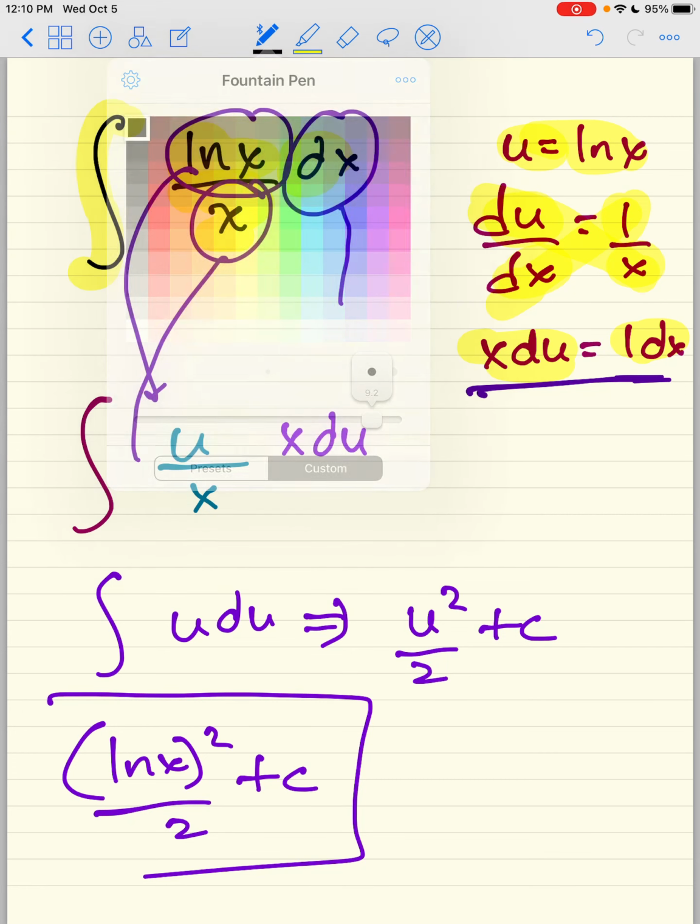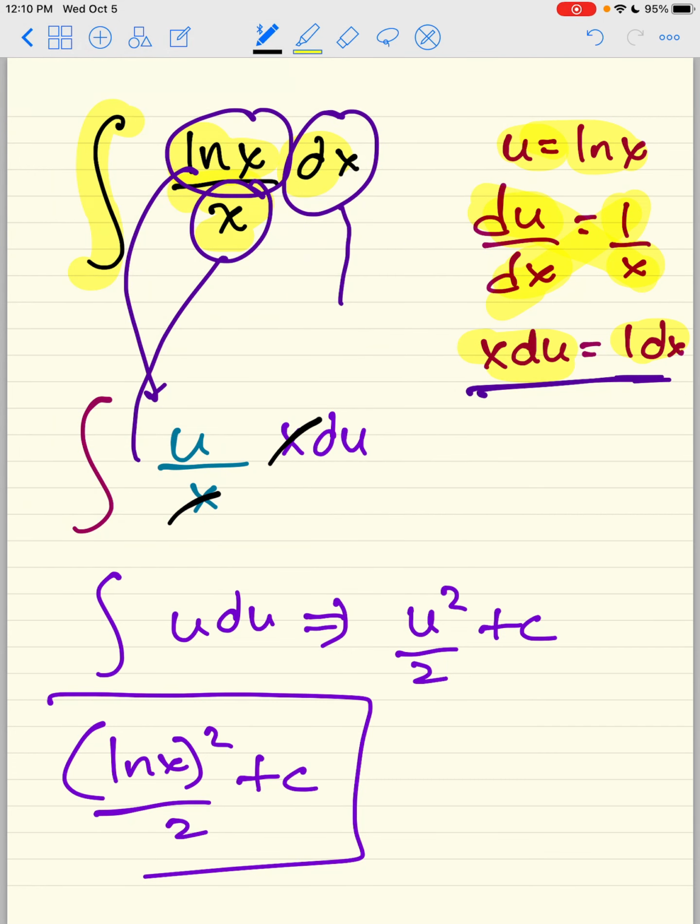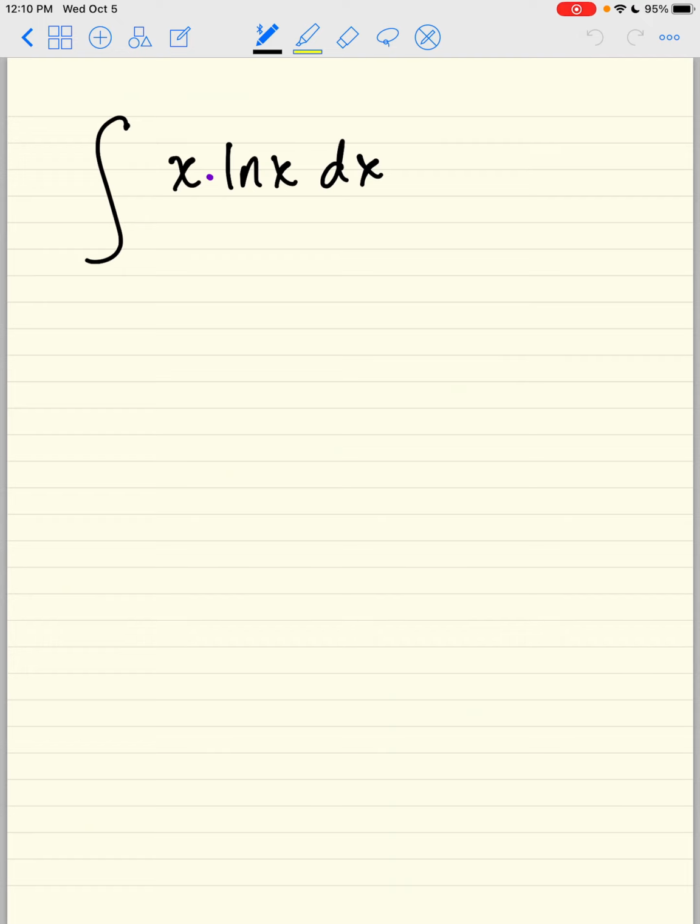Now these two guys will cancel out. You integrate u du, you get u squared over 2 plus c. You go back and you put that in. You're done here. This is a quotient. Integration by parts typically happens when there's a product.